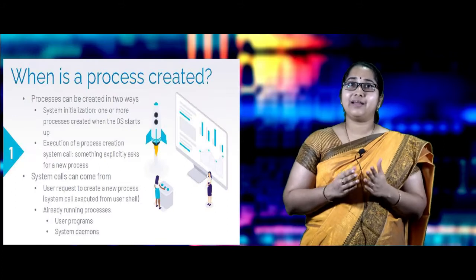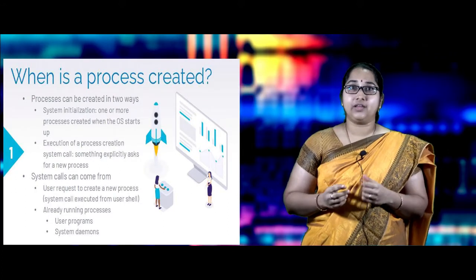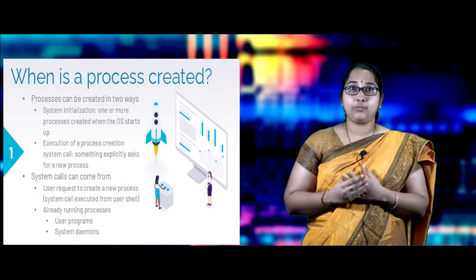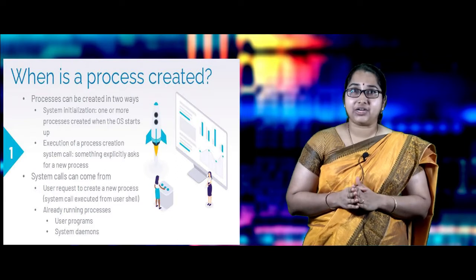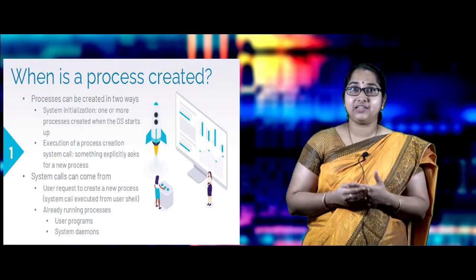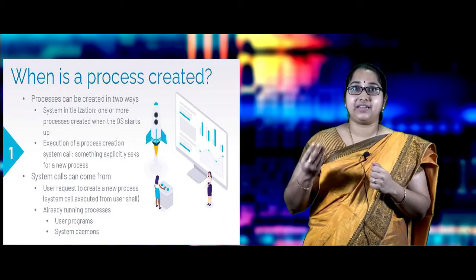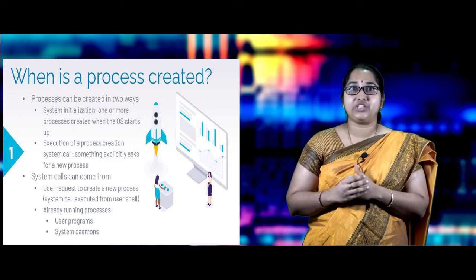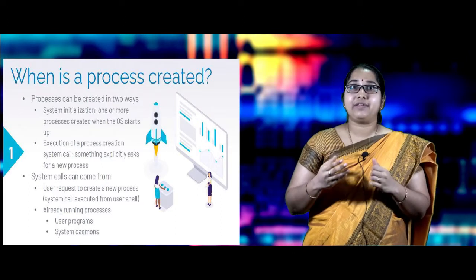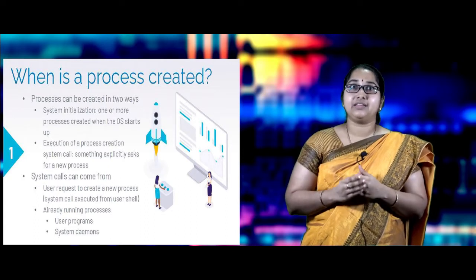Now let's see when a process is created. A process can be created in two ways. One is system initialization and the second is system call. So what is system initialization? Whenever an operating system starts or gets initialized, one or two processes get started or created. This is called system initialization. The second one is system call. That is, whenever we call for creating a new process, it is called a system call.